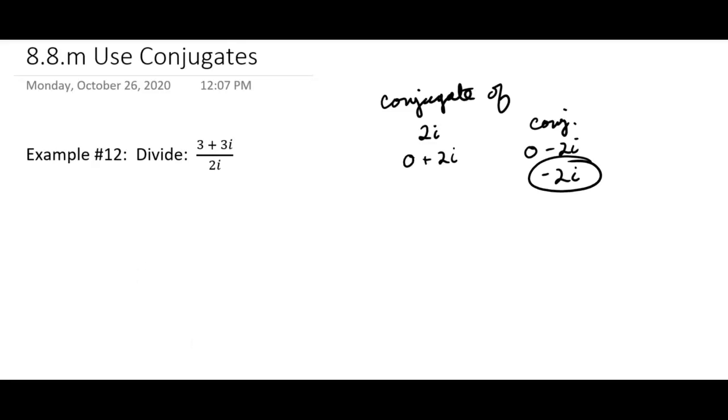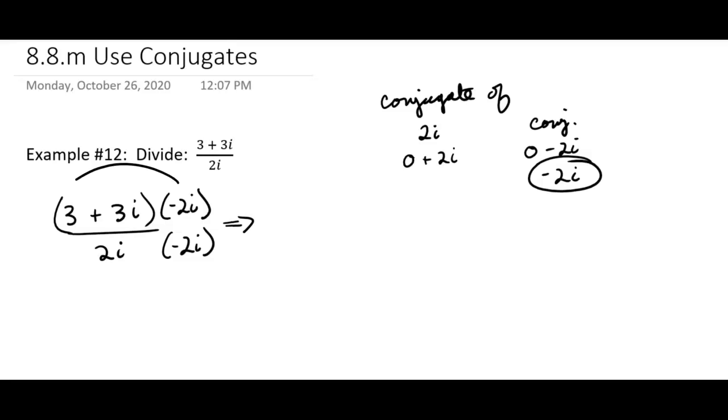So I'm going to rewrite the problem, 3 plus 3i over 2i. Let me put parentheses around the numerator. And I'm going to multiply then by a negative 2i here and a negative 2i in the numerator as well. And so what am I going to get? Well, I'll have to distribute here. So that's going to be a negative 6i. And then I'll have to distribute here, which is going to be a negative 6i squared. Okay, so we'll deal with that later. Make sure I did my signs right.